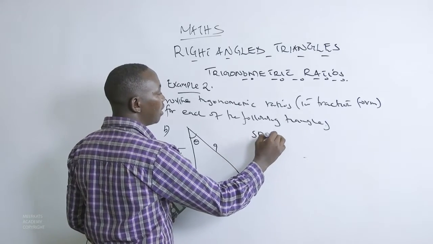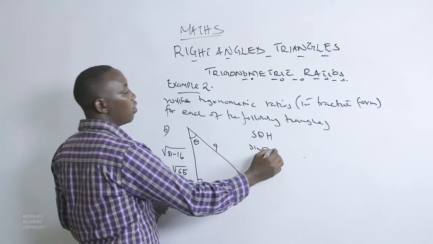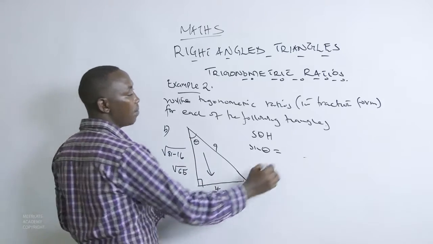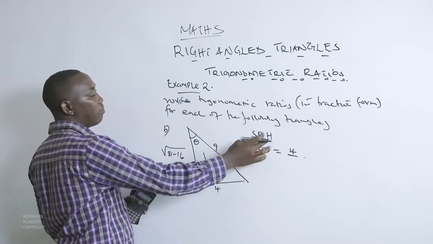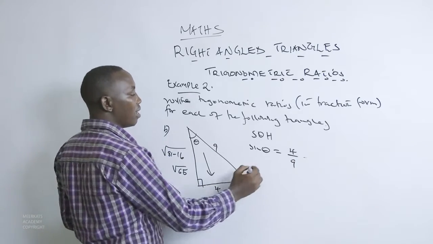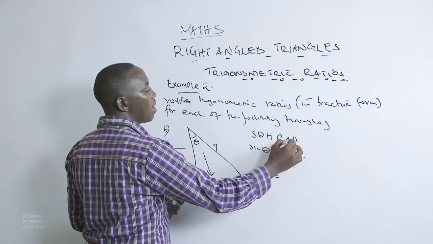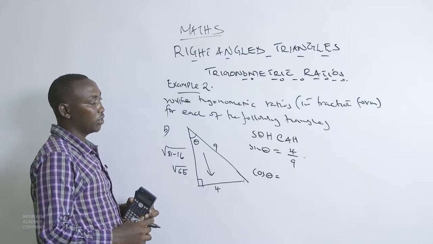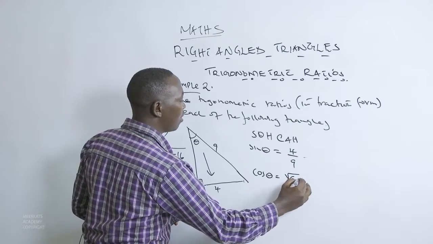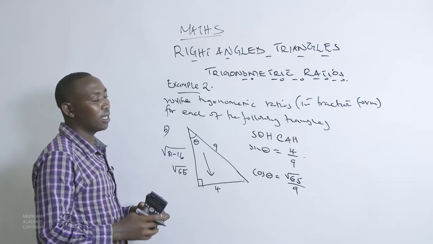Again, for us to obtain the trigonometric ratios, sine theta, now opposite to this angle, will be given by the opposite to this angle, which is 4. You divide by the hypotenuse of that particular triangle, which is 9. Cos of theta will be given by adjacent divided by the hypotenuse. Adjacent to this angle is root of 65 divided by the hypotenuse again, which is 9.